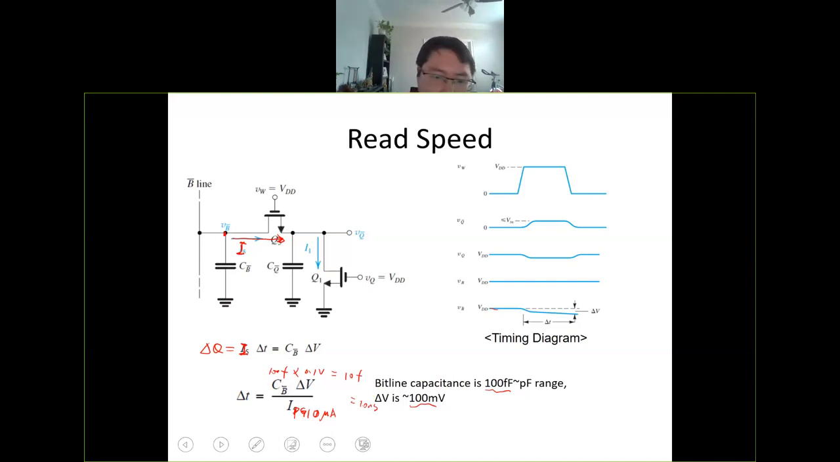So that's why the SRAM is fast. You look at this number. Your transistor can easily give you 10 microamps, and then you discharge this 100 femtofarad cap, then you just need 1 nanosecond. So that's why the SRAM is used for the cache. So it's fast, 1 nanosecond. 1 gigahertz of your clock frequency means the clock cycle is 1 nanosecond. So this one can do the readout within 1 nanosecond.